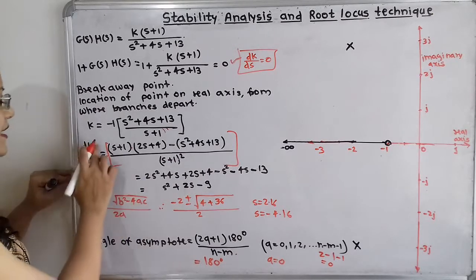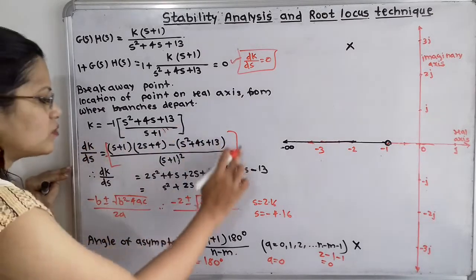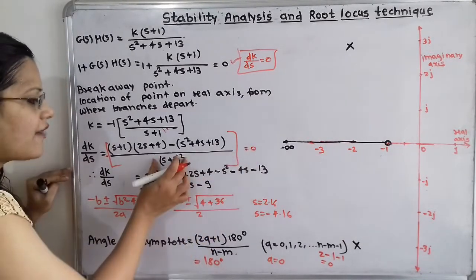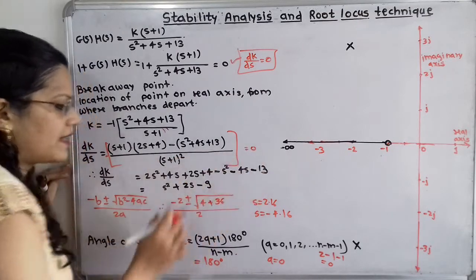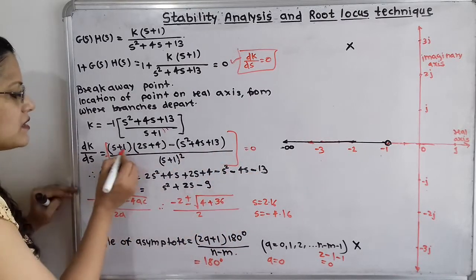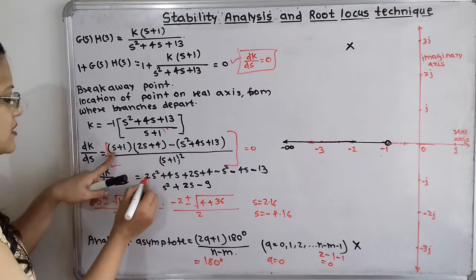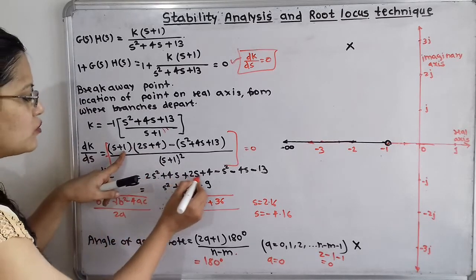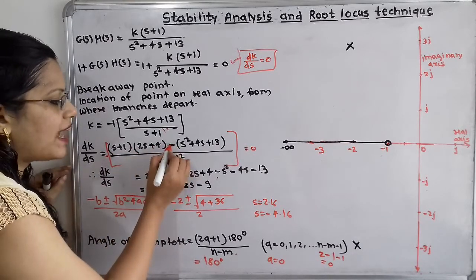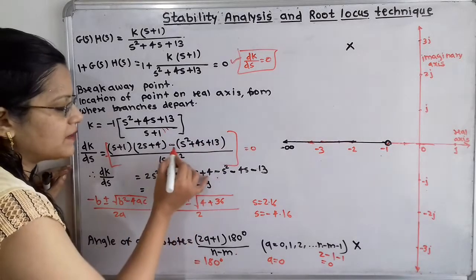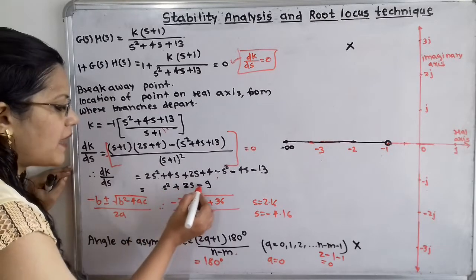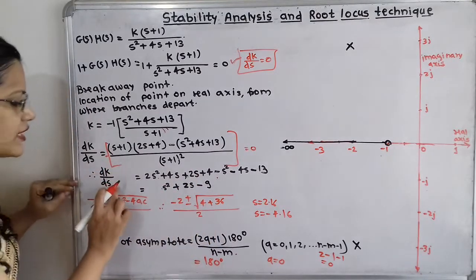Now we take dK/ds equal to 0, that means this whole bracket is equal to 0. Now I will transfer this minus sign and this denominator to the right hand side. What remains is the numerator, so we will simplify this. (s plus 1) multiplied by (2s plus 4) is equal to 2s square plus 4s plus 2s plus 4. That means we multiply these two brackets, and at the same time we multiply the minus sign inside the bracket, that is minus s square minus 4s minus 13. So s square plus 2s minus 9 is the solution for dK/ds.